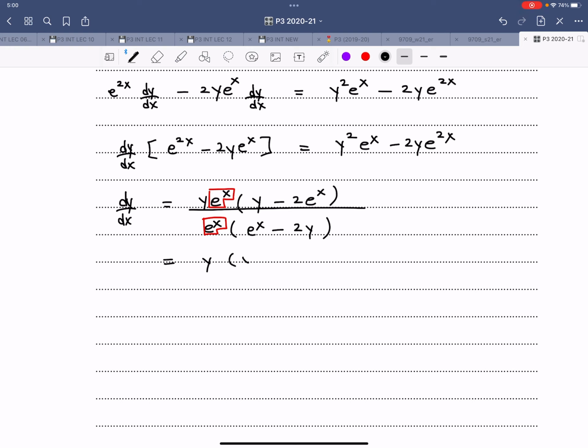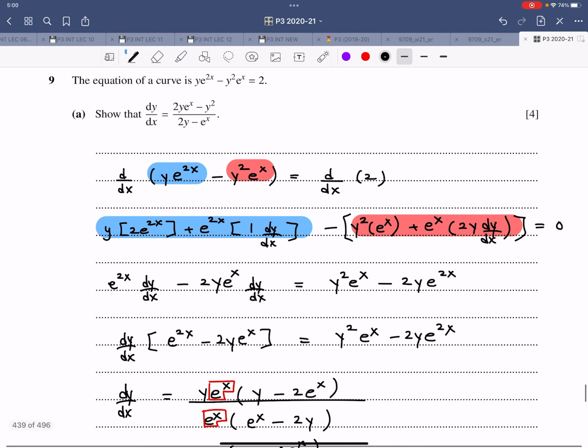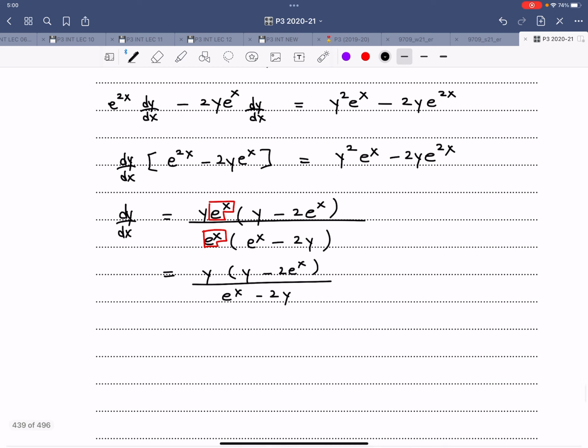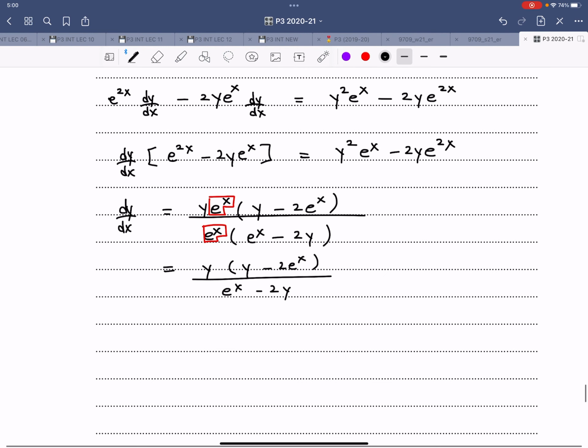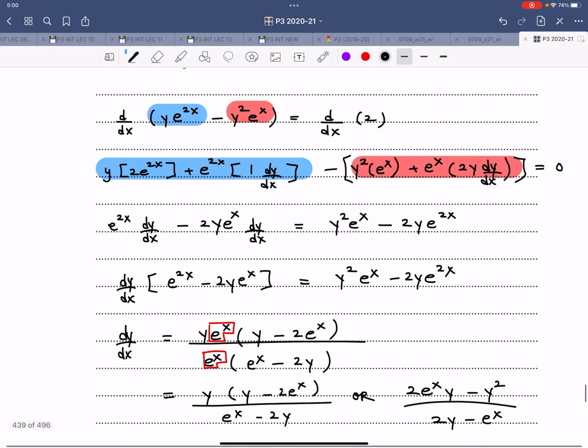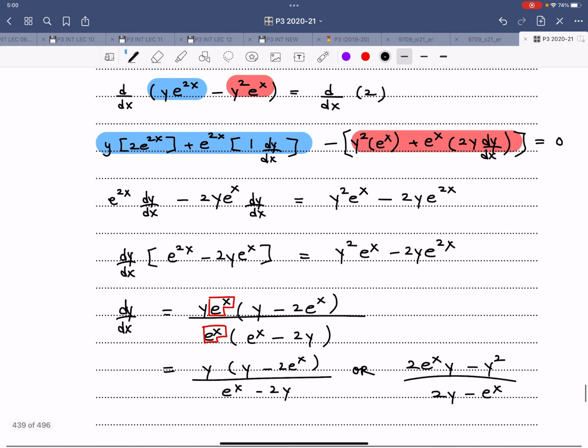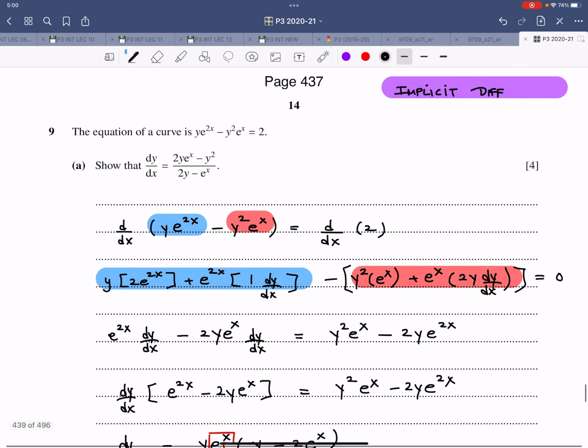Y minus 2e^x at the top, and this is e^x minus 2y. Let me double check. So 2ye^x minus y squared, the signs are flipped and the denominator is 2y minus e^x. It's e^x minus 2y, so you can also write this as 2ye^x minus y squared and flip the signs of the bottom. This is 2y minus e^x. So that is exactly what is given. That's perfect.